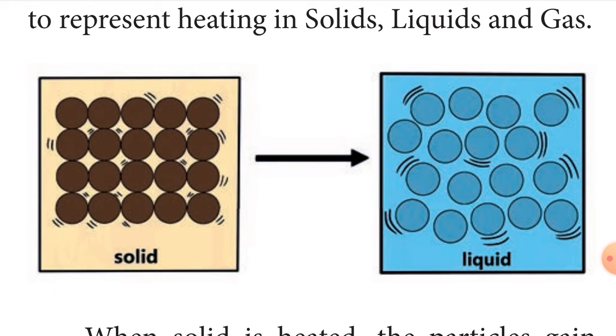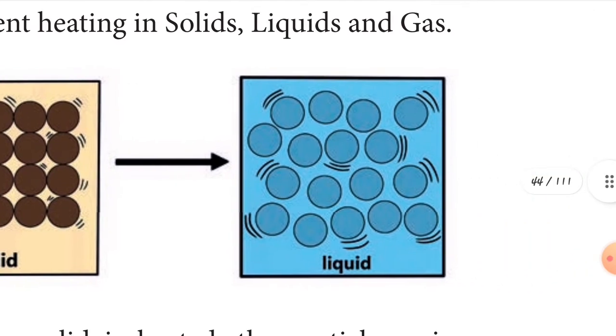So that causes the volume of the matter to increase also. This process is called expansion. You know the meaning of expansion, children? You give some amount of temperature, the molecules are moving from one place to another place. When the solid is heated, the particles gain energy and vibrate more vigorously. And see here, liquid.